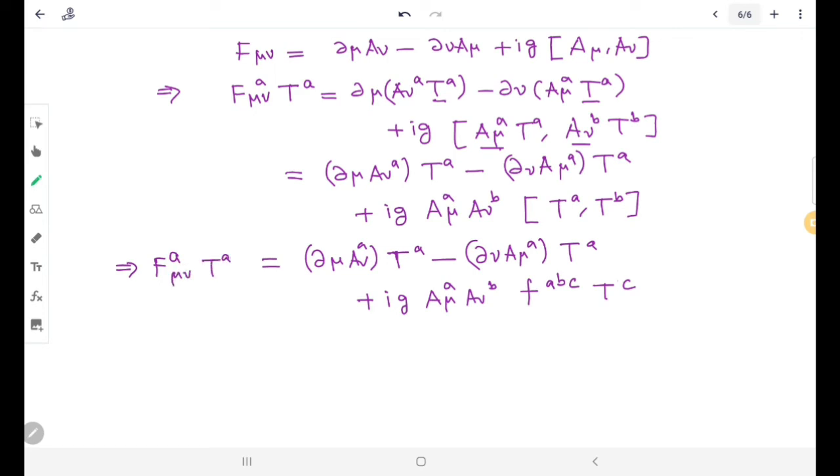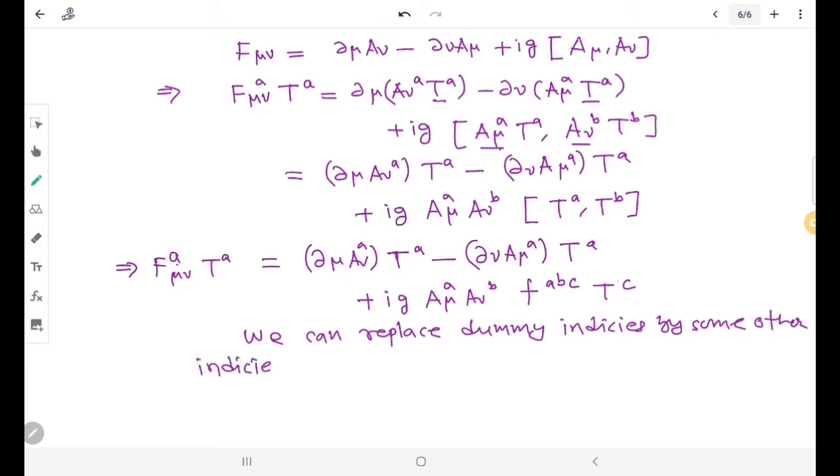Now here you see that everywhere A is contracted: here A is contracted, here also, here also. So we can replace all the contracted indices by some other index. These are called dummy indices, okay? We can replace dummy indices by some other indices. Why are we doing this? It will be clear in a moment.